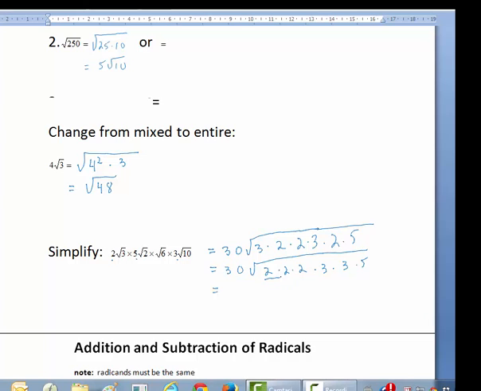I have a pair of factors, another pair of factors. The square root of 2 times 2 is 2. The square root of 3 times 3 is 3. So it will be 30 times 6. And we have a 2 times 5 stays under the radical sign. We have 180 root 10.